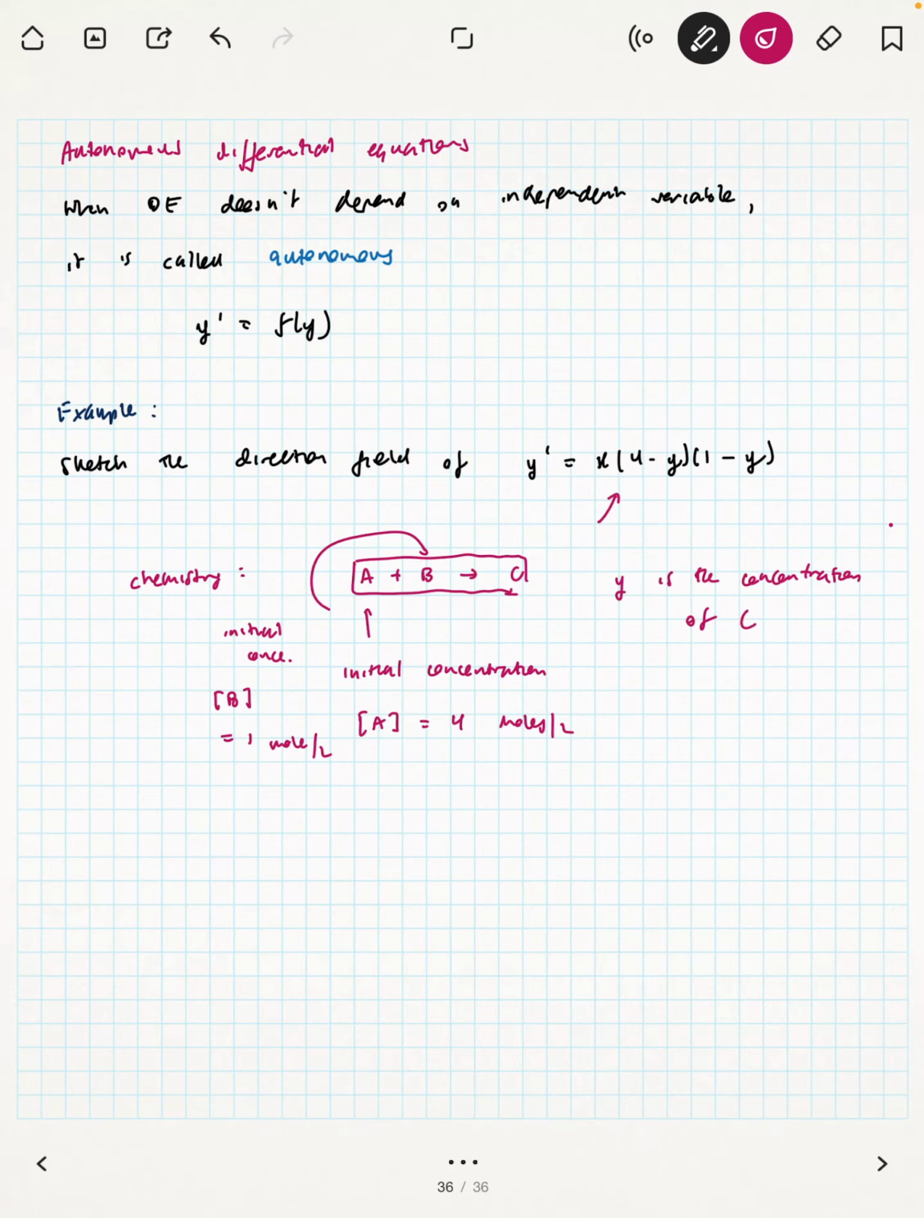Okay, so for simplicity's sake, we're going to let k equals 1. So this reduces down to y prime equals (4 minus y)(1 minus y). This doesn't depend on x, and this is the cool part: because we're horizontally shifting, we just need to find a single vertical line and repeat that pattern across the x-axis.